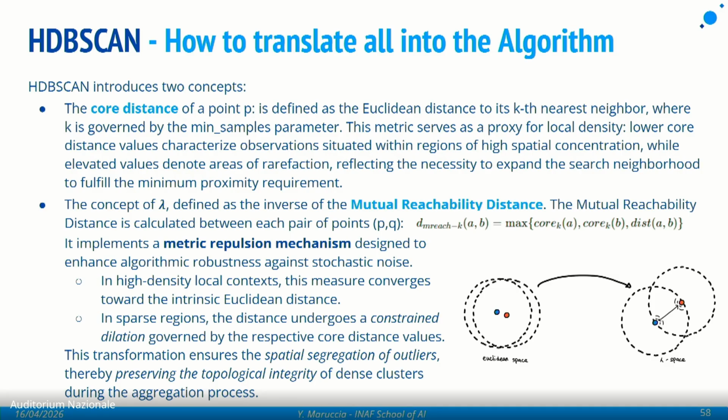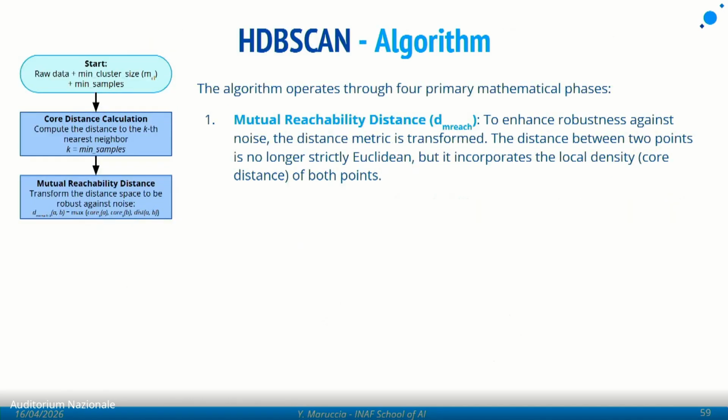So this mutual reachability distance helps us to have the segregation between the points that are outliers. Otherwise, they are considered as nearest points, and so they are considered as points of the same cluster. So it helps us to preserve the topology of our parameter space, and this is very, very important.